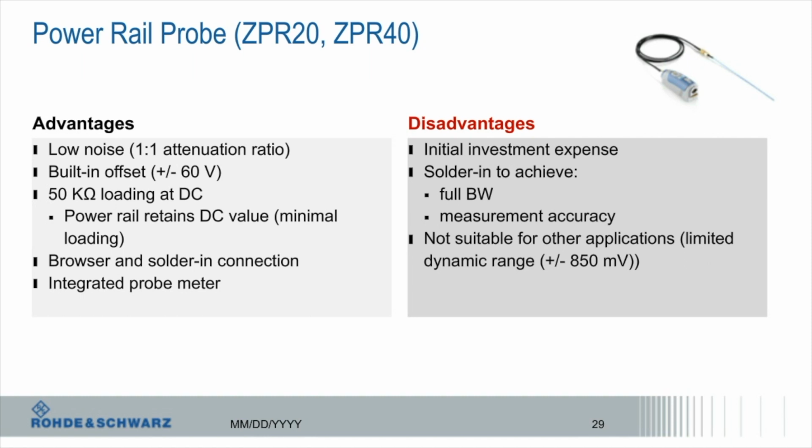A disadvantage for them is it is an additional initial investment. To achieve full bandwidth, they typically require solder-in connections, and the power rail probes really are not useful for measurements outside of power integrity.